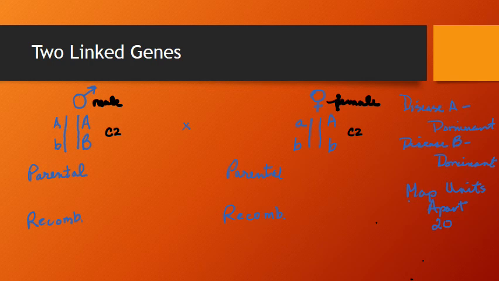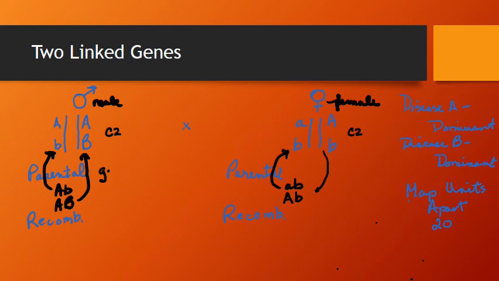So in terms of the parental gametes, our male can provide a recessive a, recessive b, or a dominant A, dominant B. And our female can provide a recessive a, recessive b, or a dominant A and a recessive b.